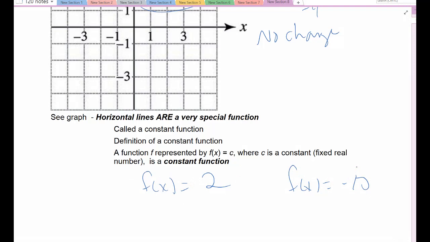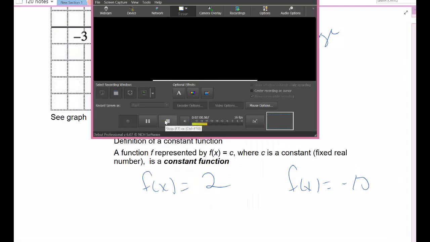And those are my very special horizontal lines. They're horizontal lines in those cases. They're constant because the function is constantly the same thing. No matter what x value I plug in, no matter what input I plug in, I'm going to get the same y value, the constant, out. So again, there's no change in my function. Slope is 0. Alright, so we'll stop there. That was a quick review of special lines and the constant function.